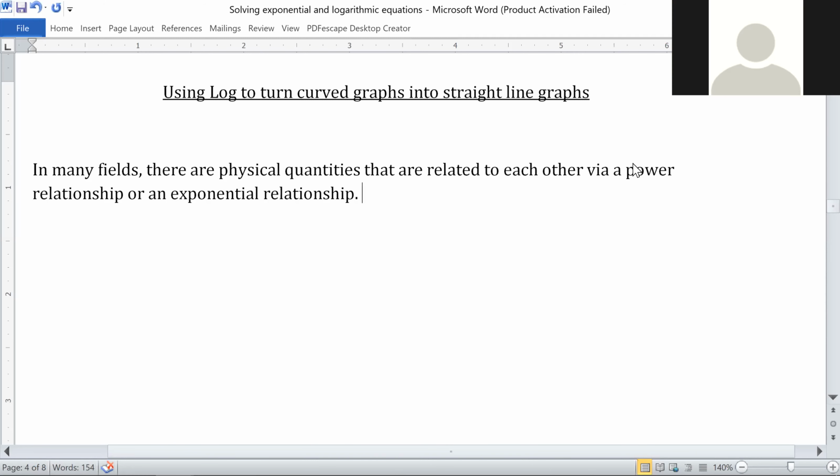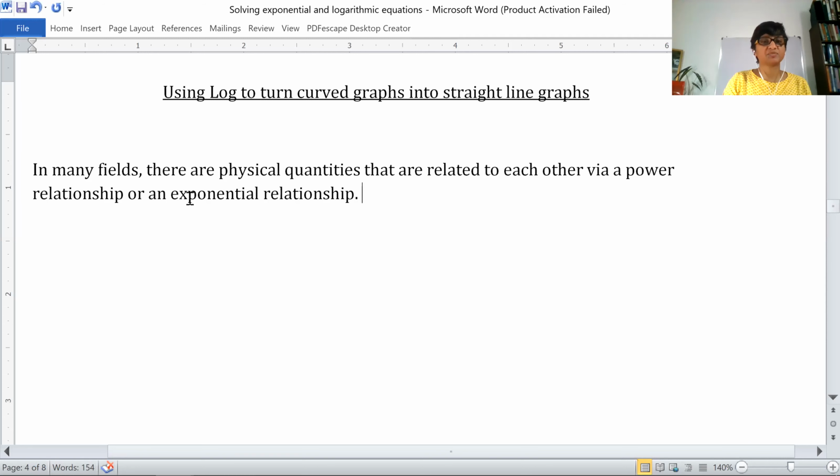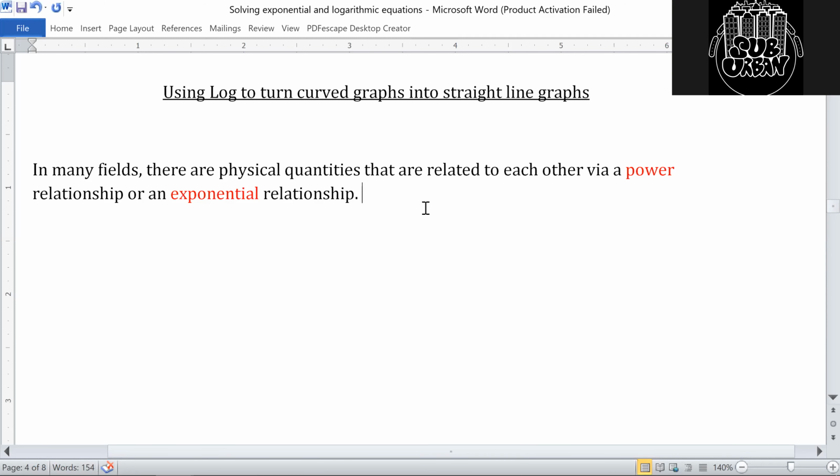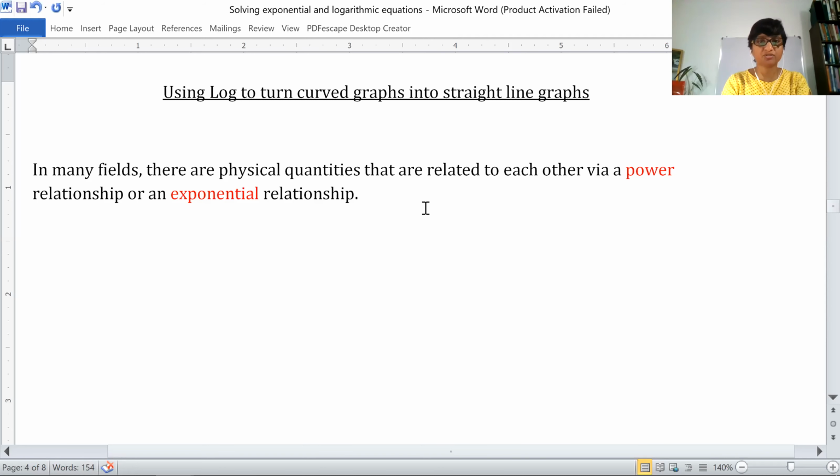Make power a different color and exponential a different color. In many fields, there are physical quantities that are related to each other via a power relationship or an exponential relationship.